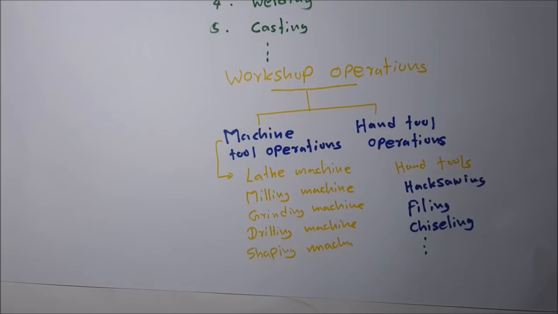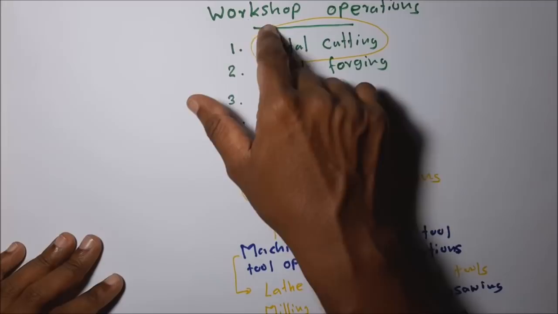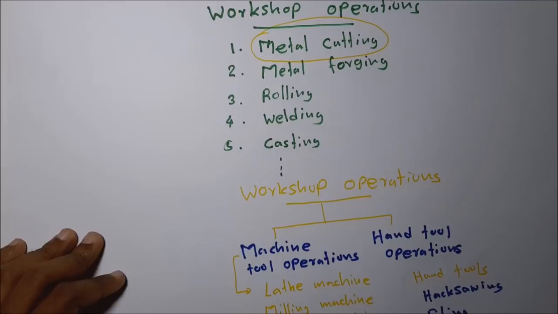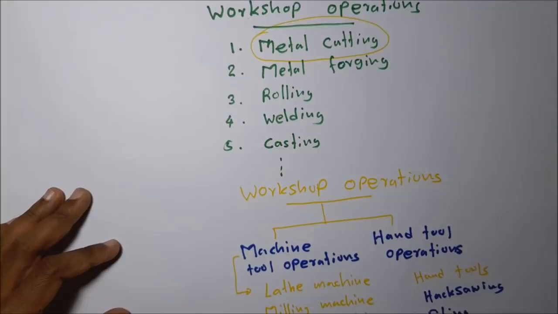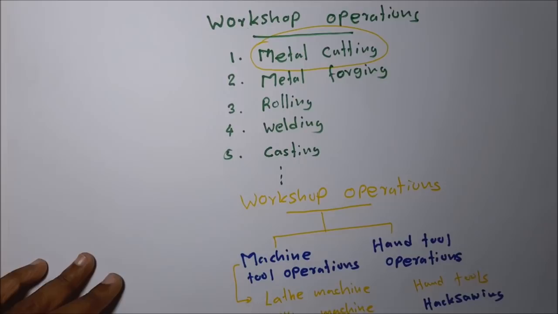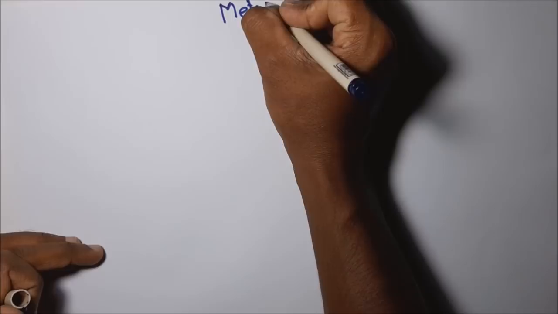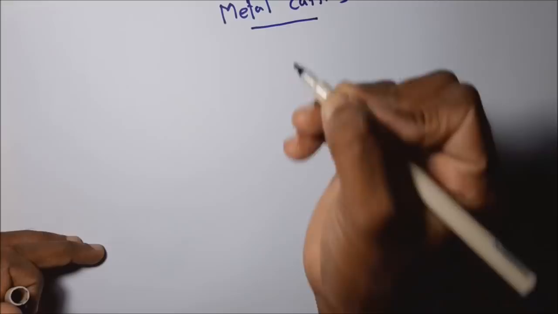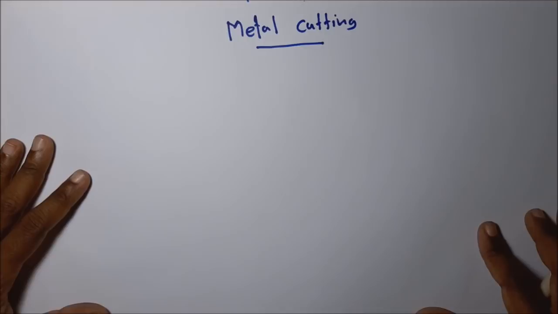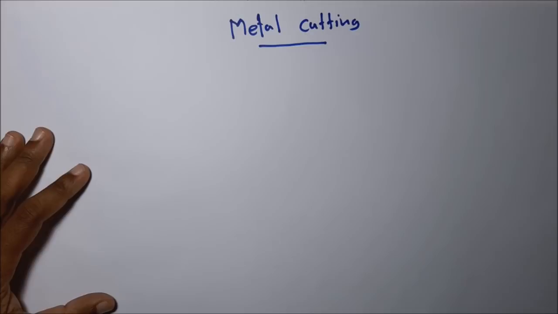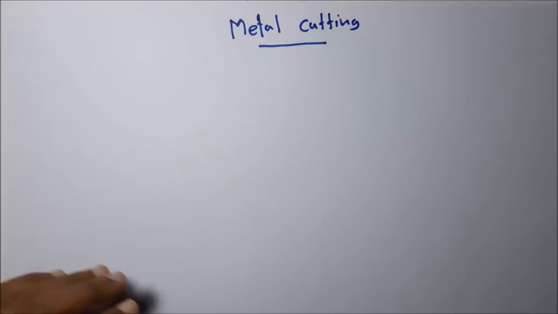Okay, then let's move to the common main workshop operation, metal cutting operation. We are going to discuss in detail the metal cutting operations. It is the most common workshop operation. Let me define this metal cutting operation first.